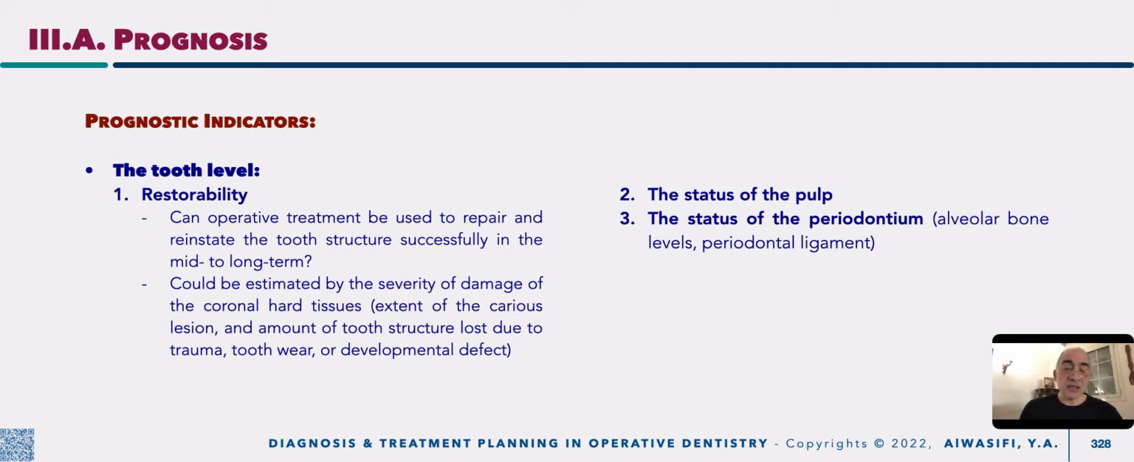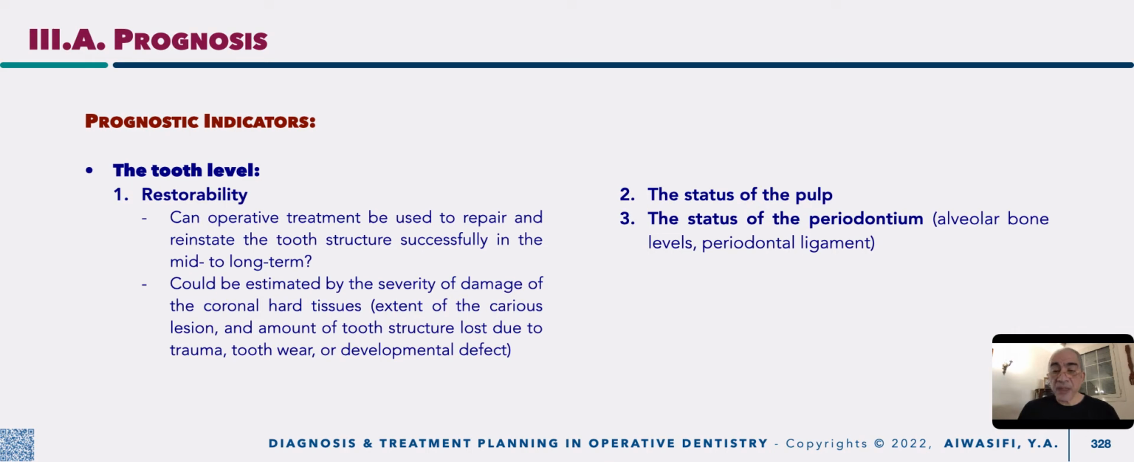prognosis. Status of the periodontium includes alveolar bone levels, periodontal ligament, mobility, and oral hygiene measures, all of that, along with the extent of damage and its relation to the biological width. All of that could give a good estimate about the expected prognosis of your case.